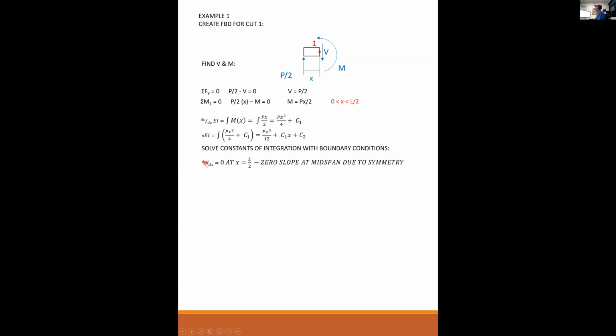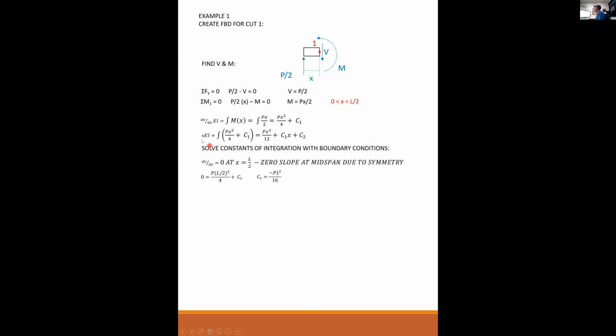Okay, so we're going to say dv dx is equal to 0 at x equal to L over 2. We have 0 slope at the midspan, but that is only due to the symmetry of the problem. If the load was at one side or the other side, then that would not apply, and we'd have a more difficult time trying to figure this out. But this one is symmetrically loaded, so this is true. So with this being true, I can say that this result here is equal to zero. The slope is equal to zero if I plug in L over two for X. So now this is a constant, and this is my only variable. So I can solve for C1, and C1 is equal to minus P L squared over 16. That's just solving this right here.